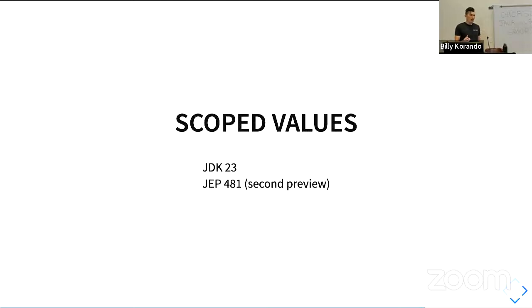But when you have hundreds of thousands or possibly even millions of threads, copying a value across all those threads can start to take up a lot of memory. So that's where scope values come in.